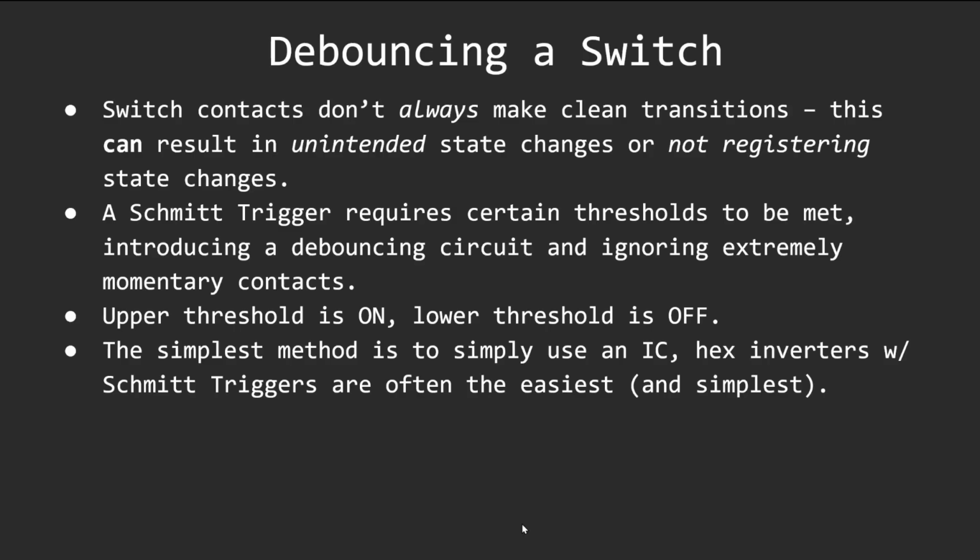Now, debouncing a switch. When we talked about switches before, we probably mentioned the problem with switch bouncing. Well, switch contacts don't always make clean transitions. This can result in unintended state changes or just not registering state changes at all. A Schmitt trigger requires certain thresholds to be met, introducing a debouncing circuit and ignoring really momentary contacts. The upper threshold is on, the lower threshold is off. Really, the simplest way to do this is simply to use an IC. Hex inverters with Schmitt triggers are probably the easiest and the simplest way to do this.